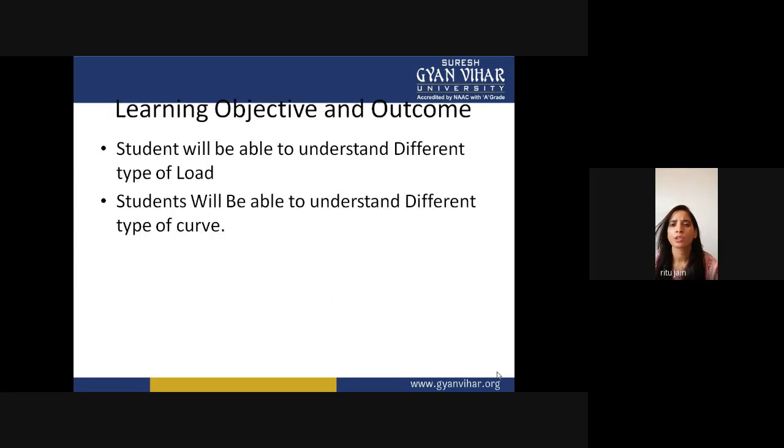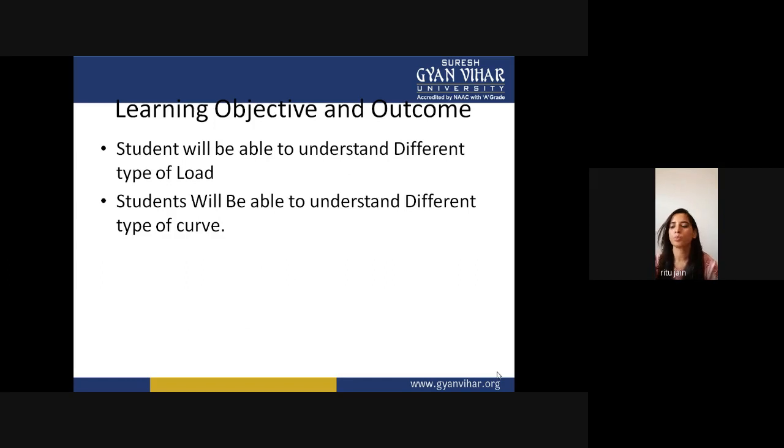Before going into this lecture, the learning objectives and outcomes are as follows. After this lecture, I'm expecting that students will be able to understand different types of loads and different types of curves, which are very important for our power generation process, and students will be able to draw the load curve, mass curve and chronological curve of any particular load.